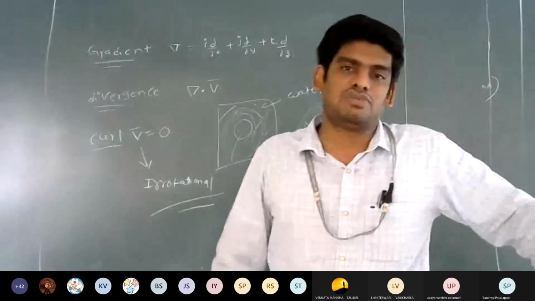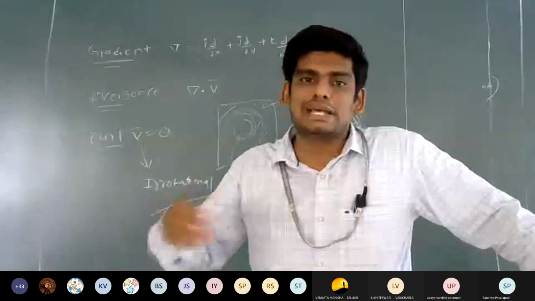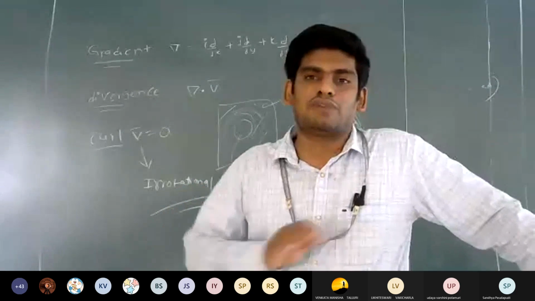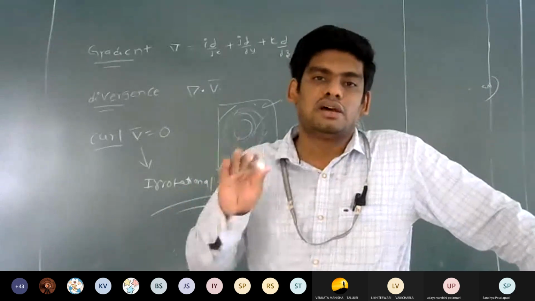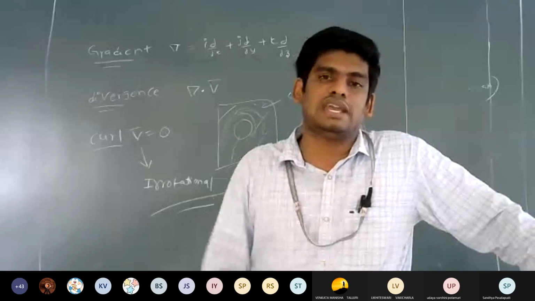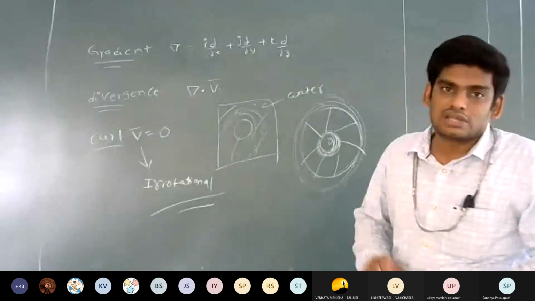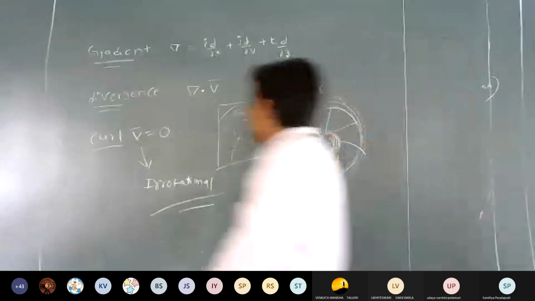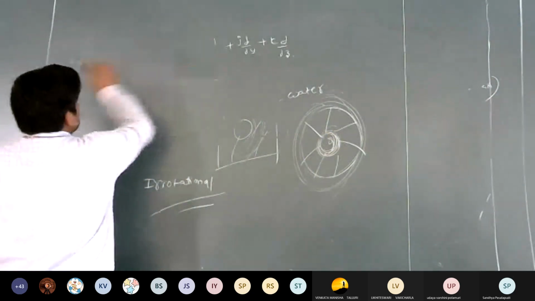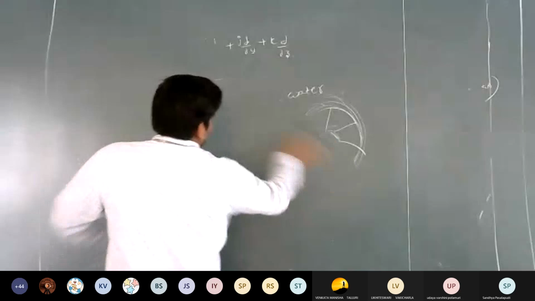So these are rotational flows. Irrotational means zigzag order, so the flow is not following the specified order, that is, not rotating in a specified order. That is the physical meaning of the curl. And what is the next one? Unit normal vector.